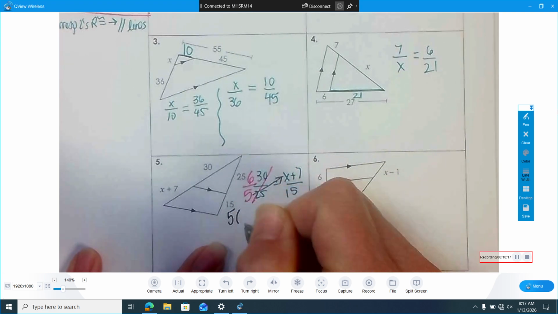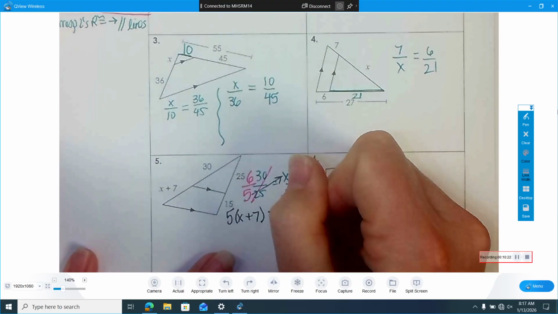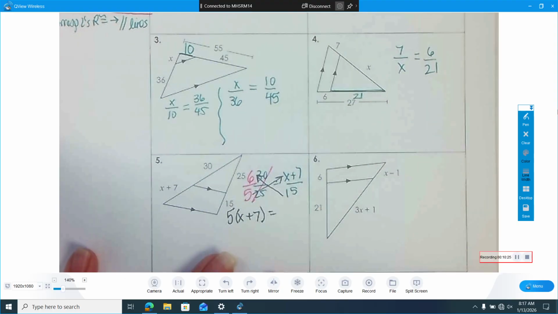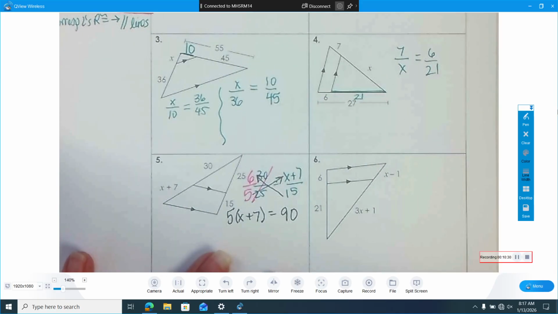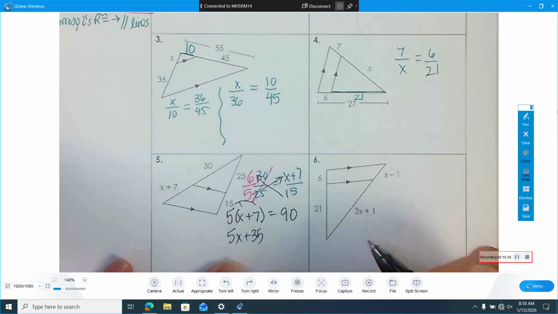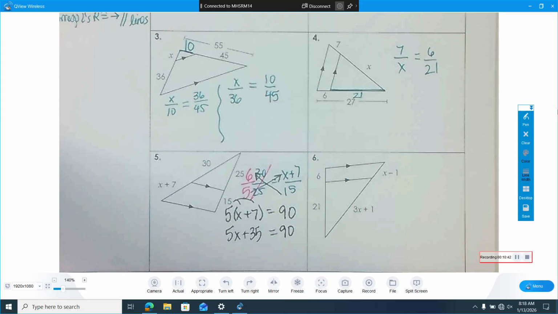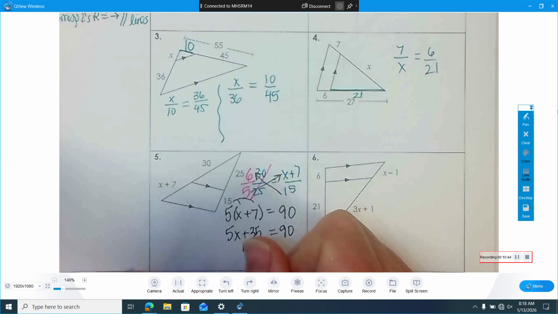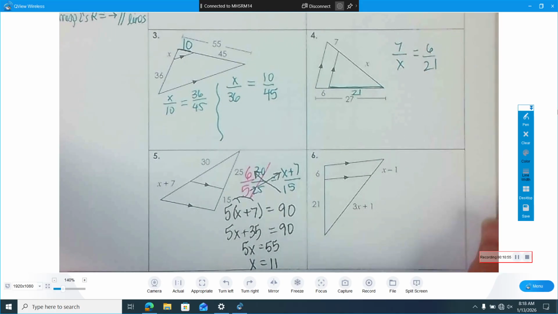So I have 5 times the x plus 7, so I have to distribute my 5. And I have 15 times 6. 6 times 15 is 90. And then I can go ahead and distribute my 5. So that gives me 5x plus 35 equals 90. And I can subtract the 35. So 5x equals 55, which means x equals 11. Okay? Pretty good? All right, cool. Any questions so far?